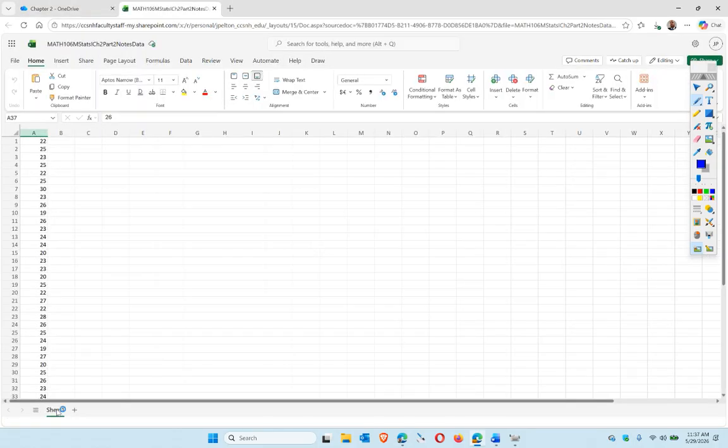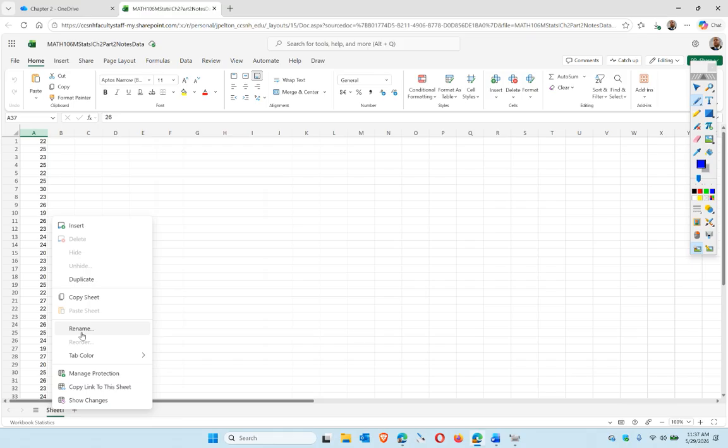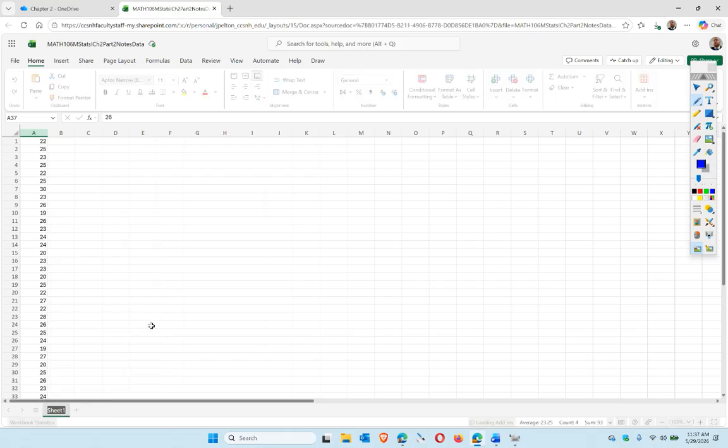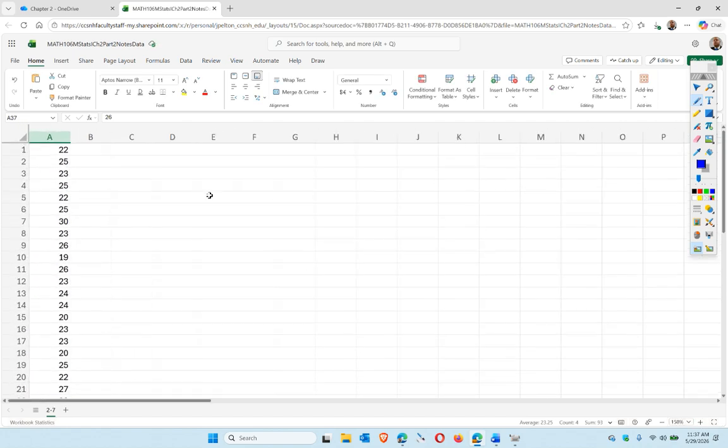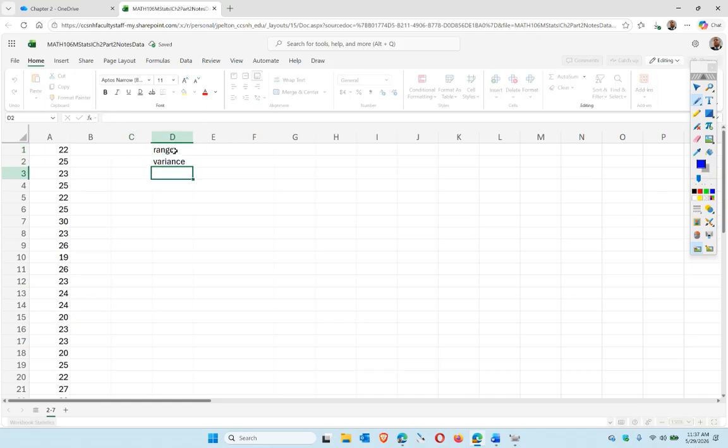Okay, so I'm going to rename this as 2-7. Okay, so this is our variance and standard deviation. So we want to do, we'll go over to your little room here, range, variance, and standard deviation, right? Oops, let's put the equals in front here.